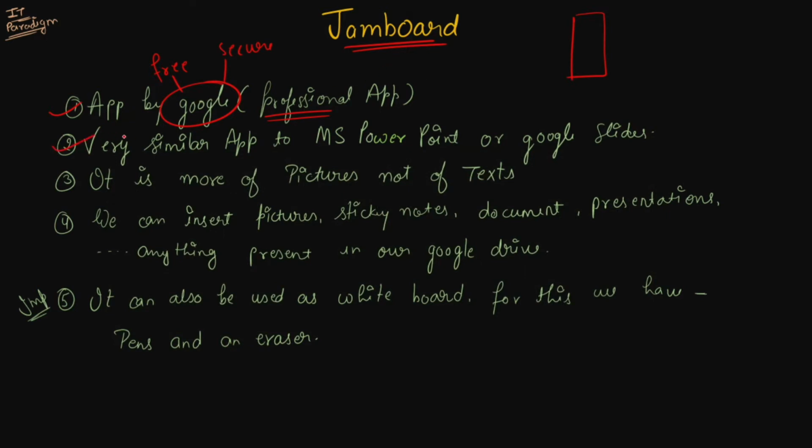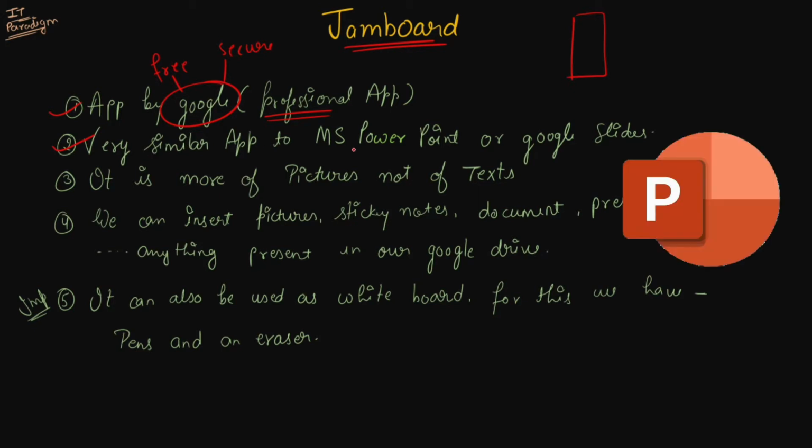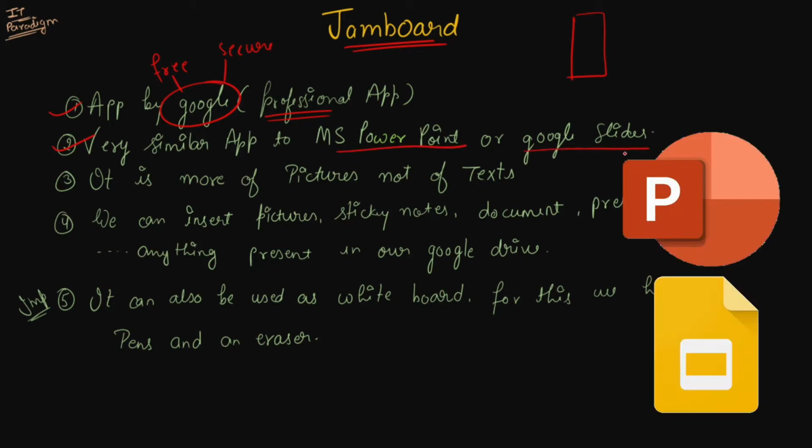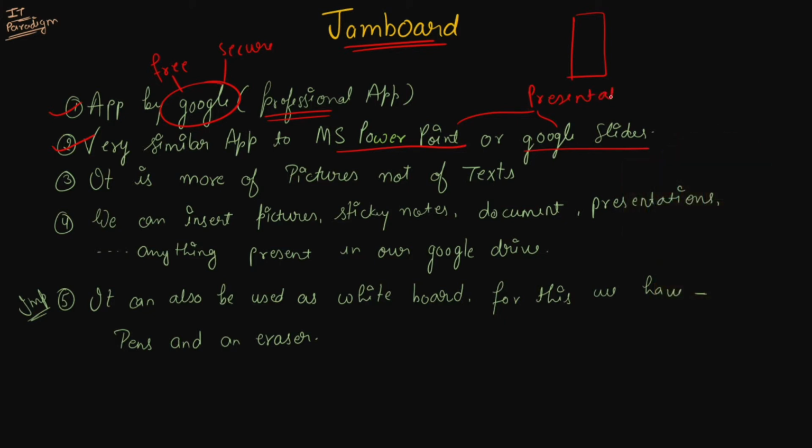Number two, it is a very similar app to MS PowerPoint or Google Slides. So like PowerPoint and Google Slides, it is also presentation software. What is presentation software? It is software which is used to present something. It can be ideas, thoughts, or anything, like you can present your product in front of people or in a meeting or in a discussion. We can use Jamboard in place of PowerPoint or Google Slides.